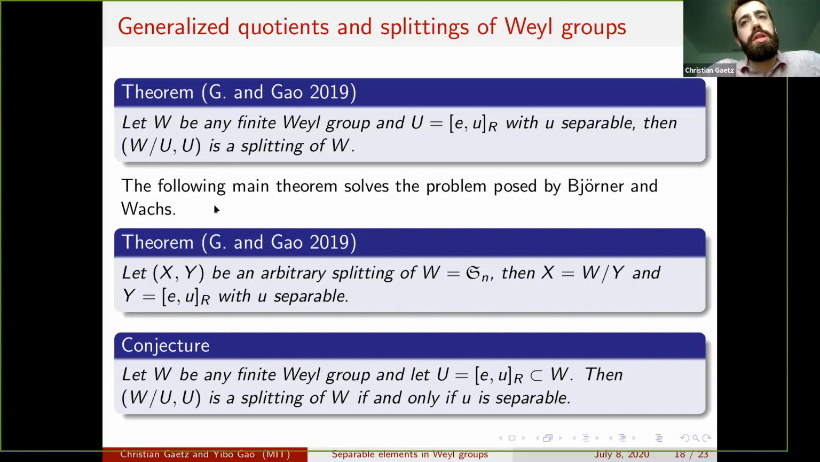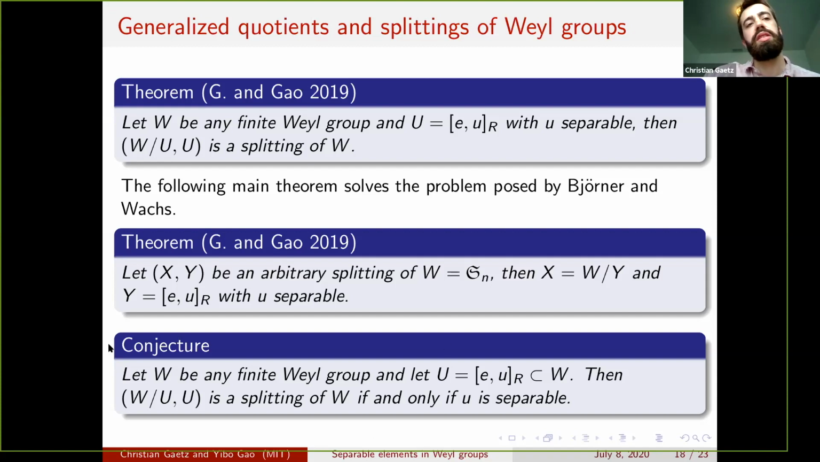The converse, and in fact we prove something a little bit stronger than what Björner and Wachs asked, is that if X and Y are arbitrary subsets of W that give a splitting, so they're arbitrary subsets such that the product gives me a length additive bijection with the full symmetric group, then in fact X equals W mod Y, and Y is the right weak interval below a separable element. So we exactly characterize what all the splittings are.